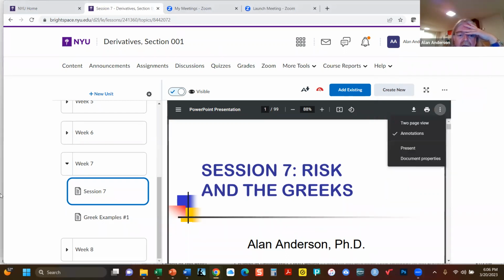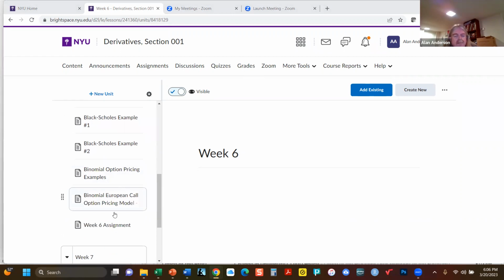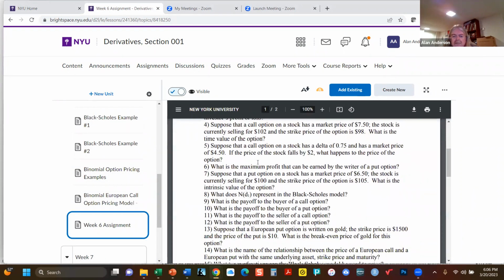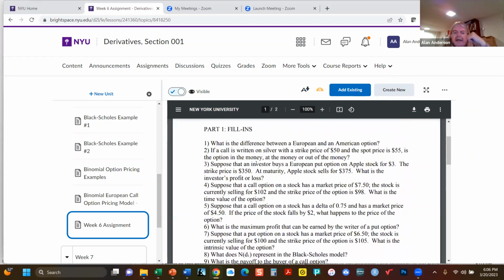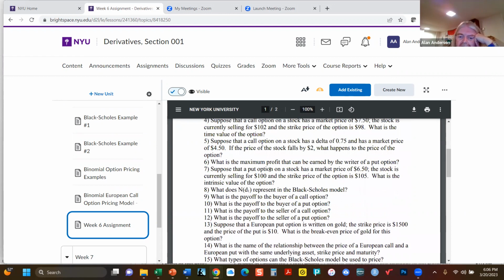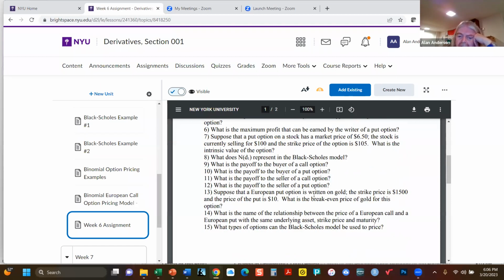Okay. So, all right, let's go back to week 6. Oh, well, of course, all these spreadsheets are unusable now, but let's open up the assignment. Okay, so first we have 15 fill-in questions. These you can get straight out of the slides. You don't have to do any actual calculations with these.